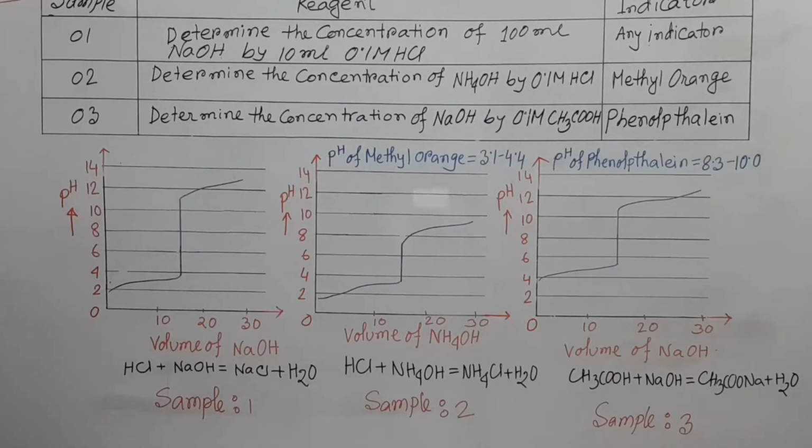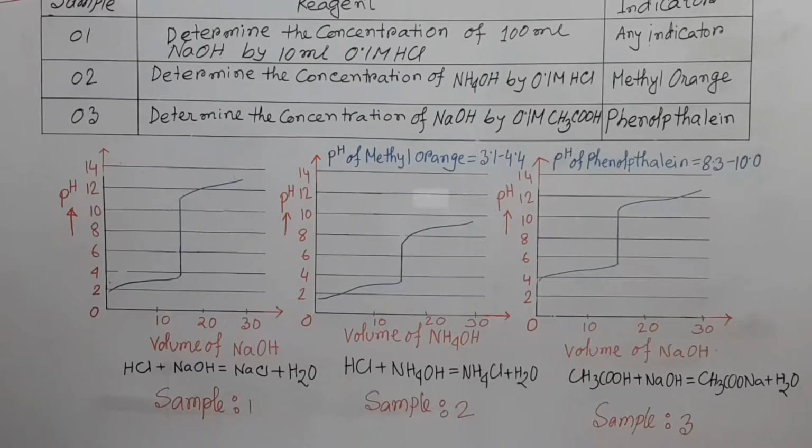It is noted that within this range the graph is linear. The indicator which changes color within the pH range suitable for use as an indicator, that means the 3 to 11 pH range. Basically, any type of indicator can be used in such a case. That means for strong acid and strong base titration we can use any indicator.